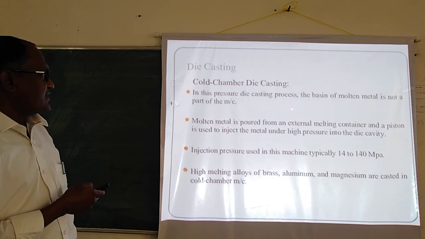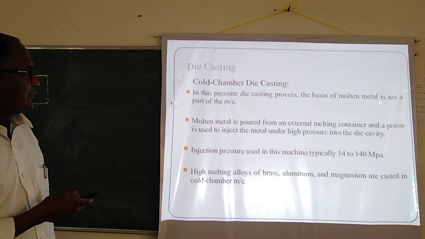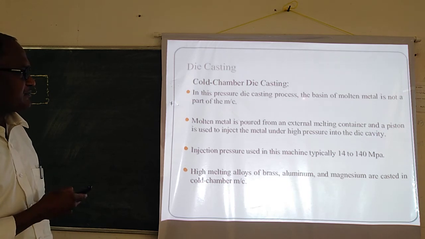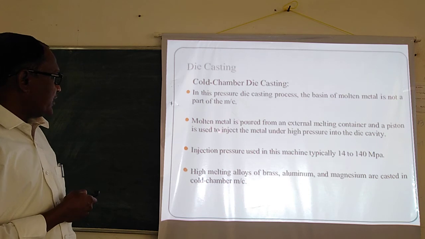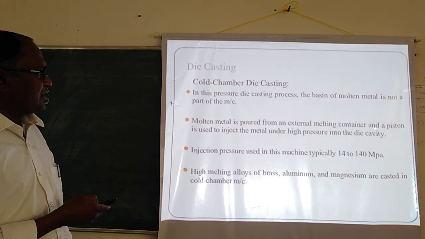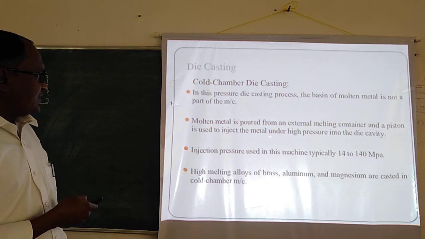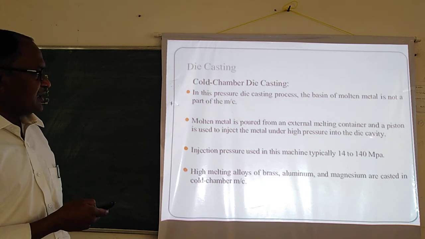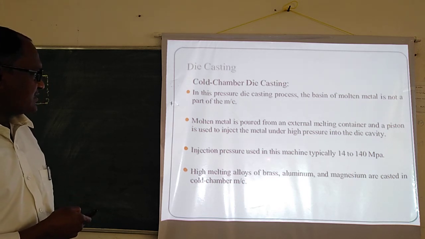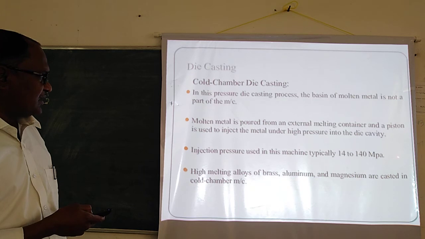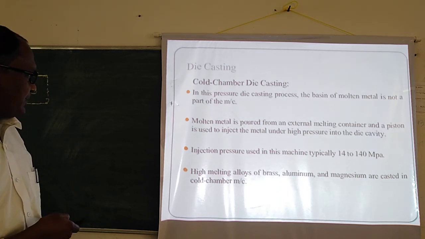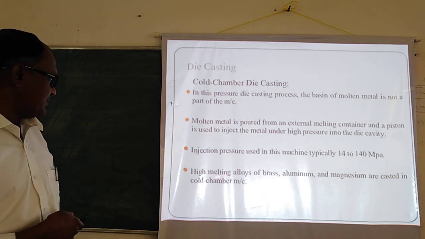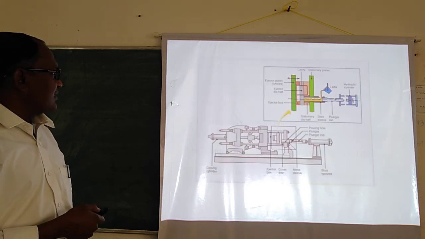In this pressure die casting process, the basin of molten metal is not a part of the machine, meaning the furnace is not a part in cold chamber die casting. Molten metal is poured from an external melting container and a piston is used to inject the metal under high pressure into the die cavity. Injection pressures used in this machine are typically 14 to 114 megapascal. High melting alloys of brass, aluminum, magnesium are cast in cold chamber die casting.